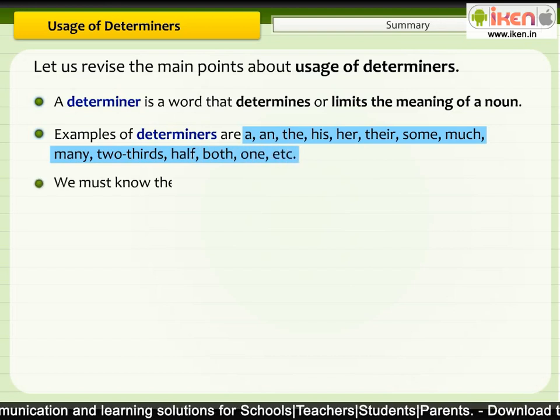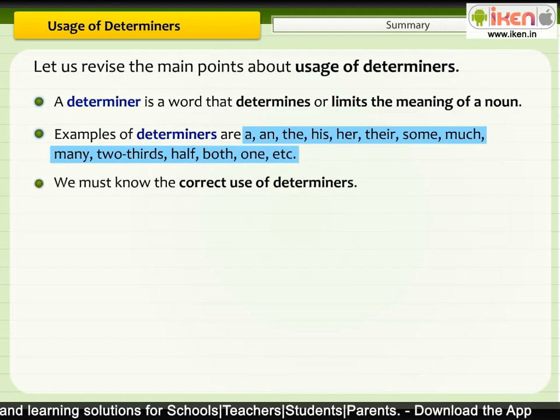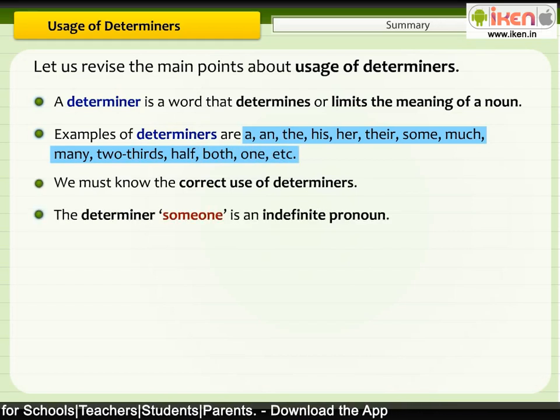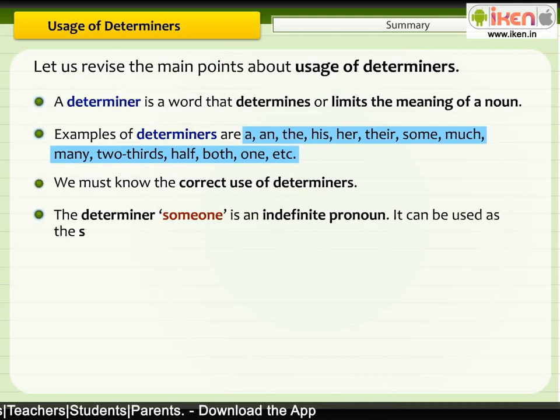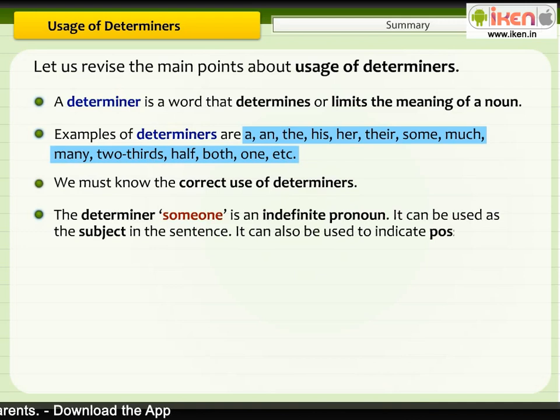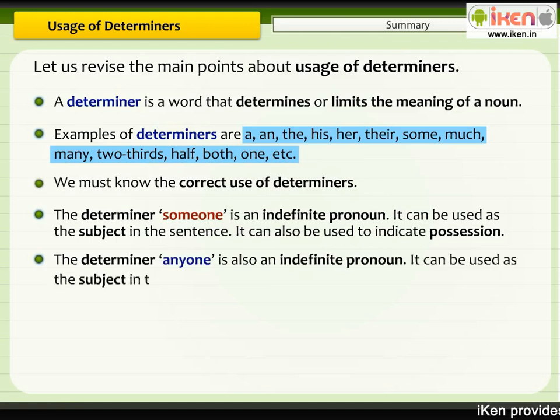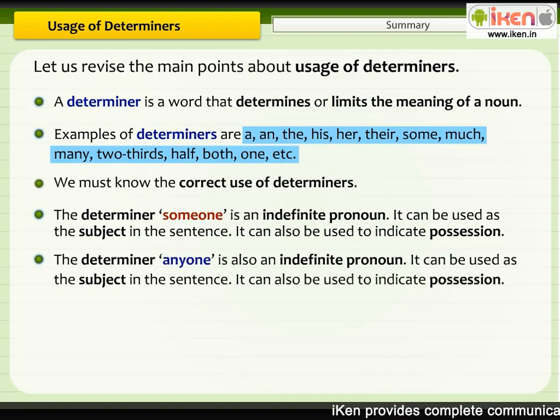We must know the correct use of determiners. The determiner someone is an indefinite pronoun. It can be used as the subject in a sentence. It can also be used to indicate possession. The determiner anyone is also an indefinite pronoun. It can be used as the subject in the sentence. It can also be used to indicate possession.